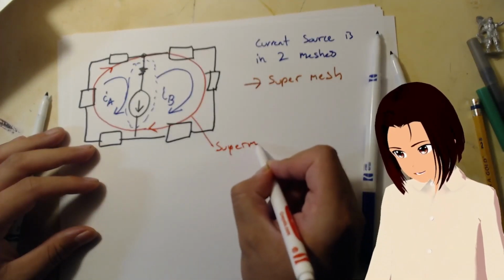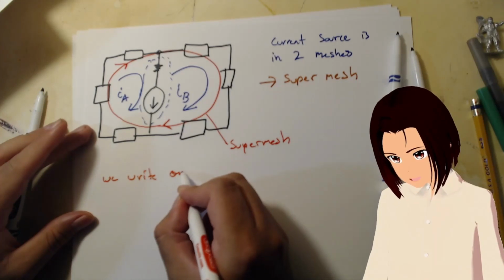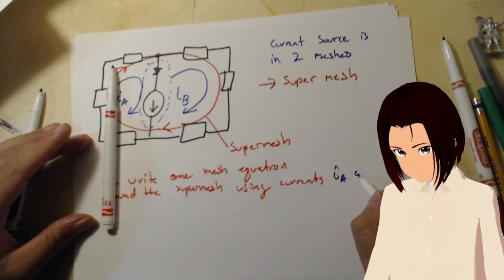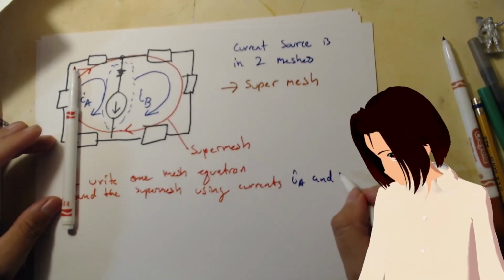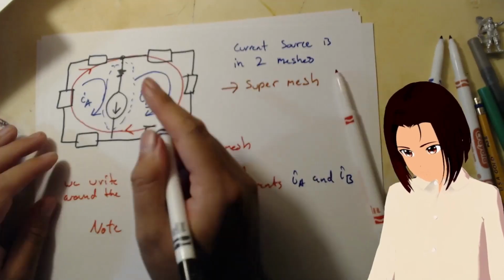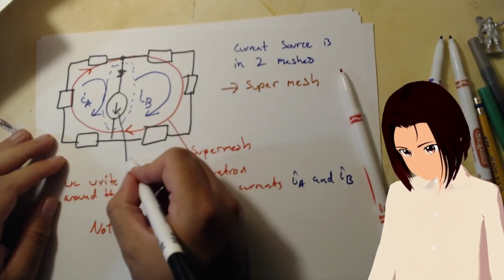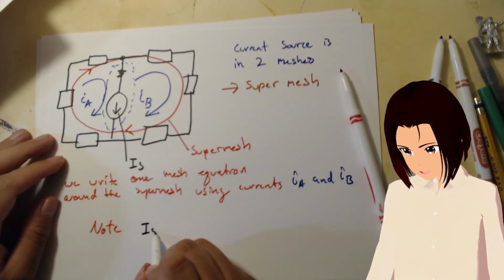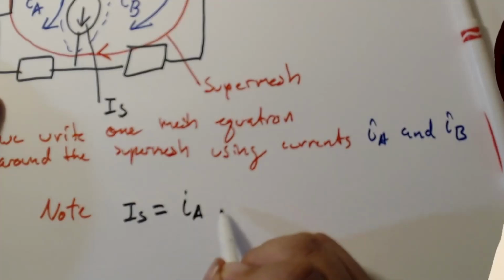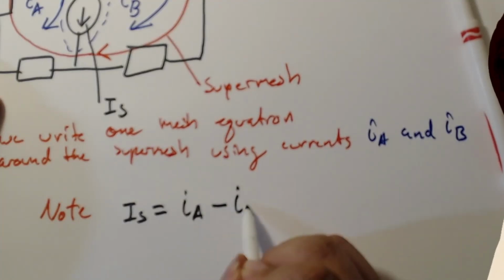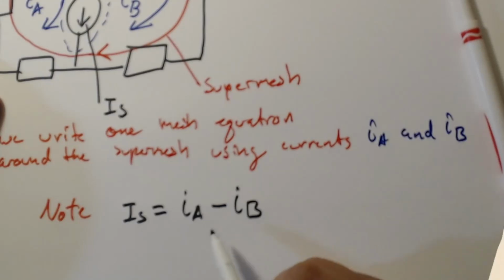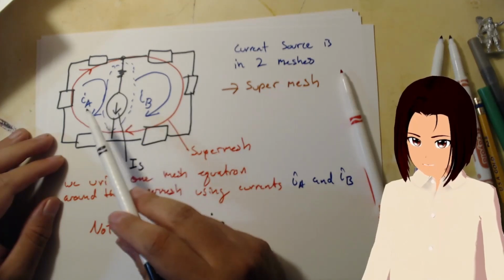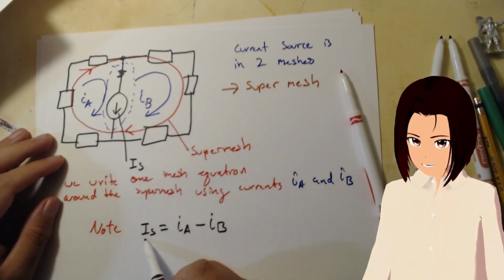We write one mesh equation around the super mesh using currents IA and IB. This right here is IS, the current source. So current source IS is equal to IA minus IB. The reason it's IA minus IB, hopefully you can see, is that the current source agrees with A but disagrees with B. So you just write it like that.